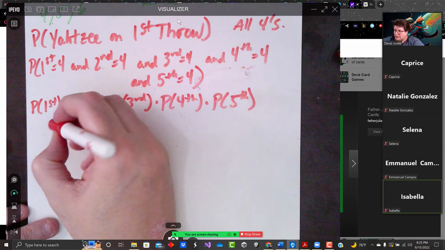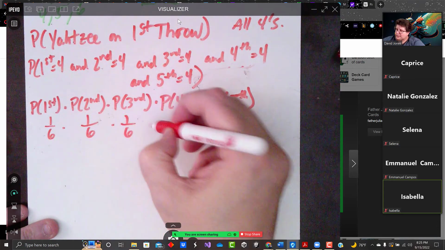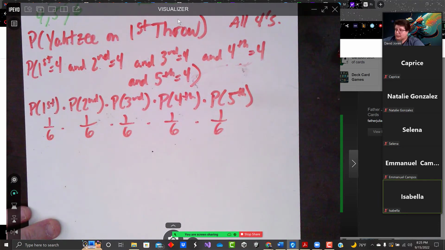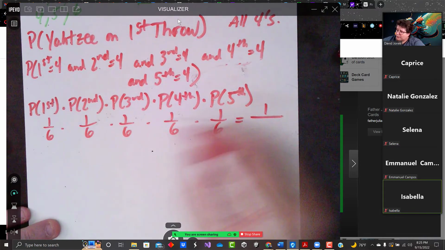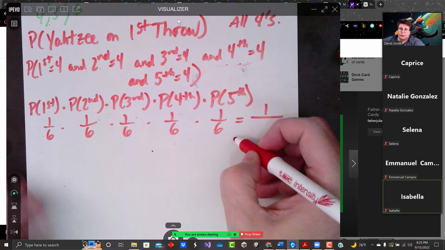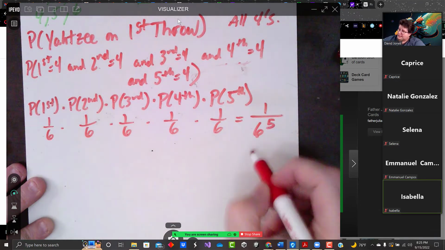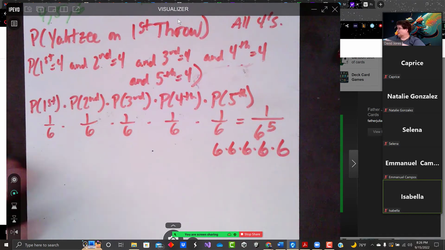So this is 1/6, and this is 1/6, and this is 1/6, and this is 1/6, and this is 1/6. One way to write this is 1 over, using exponents. When something appears repeatedly in multiplication, we can write it with an exponent. 6 to the 5th power means 6 times 6 times 6 times 6 times 6. So that's the probability of rolling all 4s.